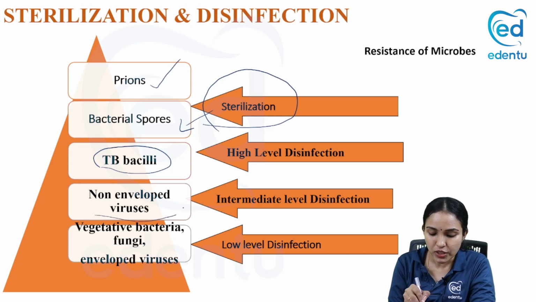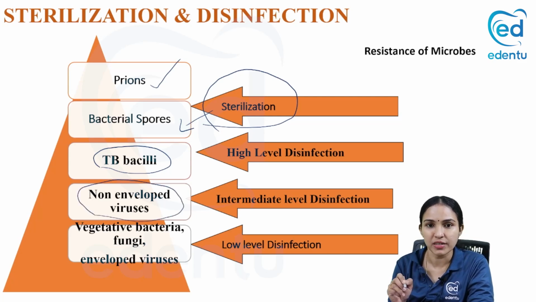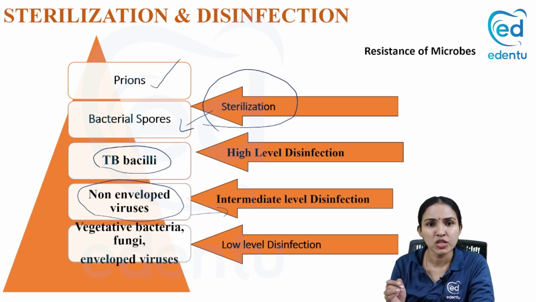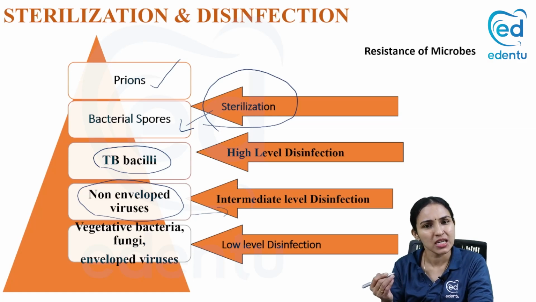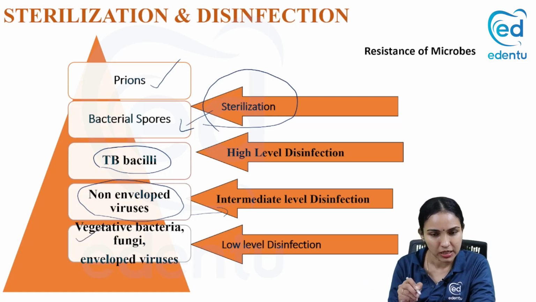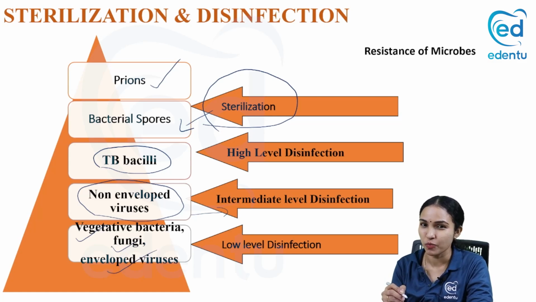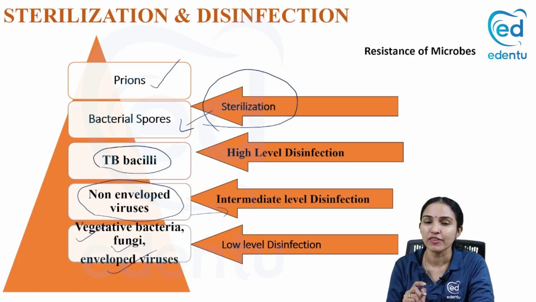Now, if you're dealing with non-enveloped viruses, which don't have an envelope, like your hepatitis A virus, in that case you can go for a high level or intermediate level disinfection. And what are the most vulnerable organisms which can be easily destroyed? Those are the normal bacteria, fungi, and the enveloped viruses. So remember, viruses with envelope are more susceptible to disinfection methods than non-enveloped viruses.